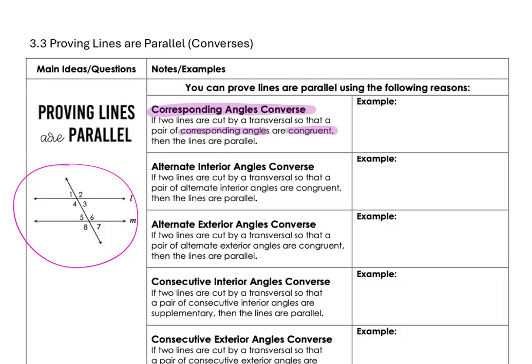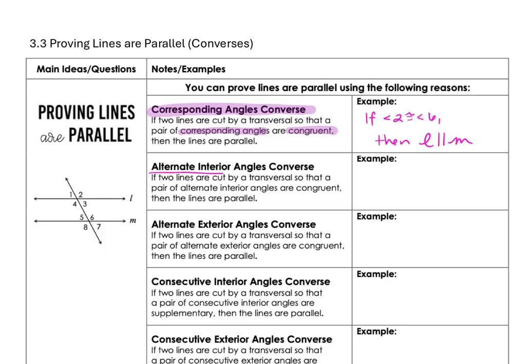Here's how we know. If we say that angle 2 is congruent to angle 6, then I would be able to say the lines are parallel. So basically we're saying this. If angle 2 is congruent to angle 6, then L is parallel to M. So if corresponding angles are congruent, the lines have to be parallel. Now, move to the next one.